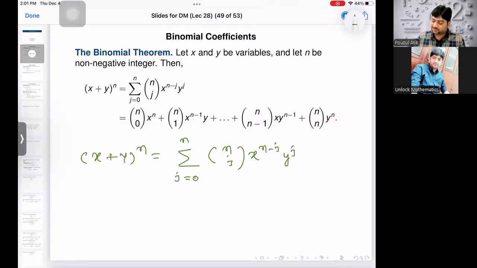Now, if you break up this summation, you will get this value. For j equal to 0, j equal to 1, j equal to 2, like that, you will expand it. So nC0 x to the power n, nC1 x to the power n minus 1 into y, all these things you will get. Right?